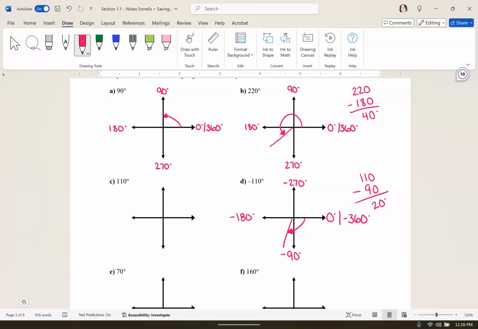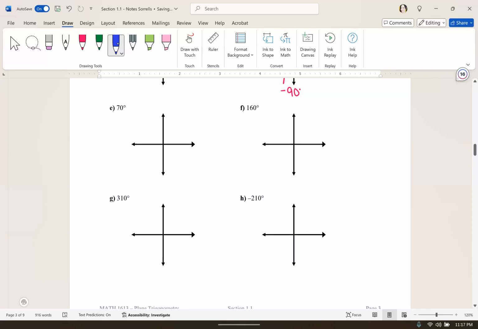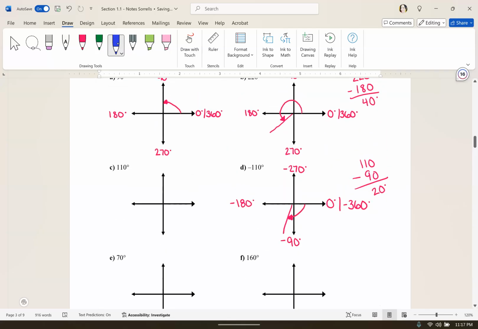So you are more than welcome to pause the video now and then come back and let's look at the other. How many would that be? 1, 2, 3, 4, 5. So go ahead and do that now.